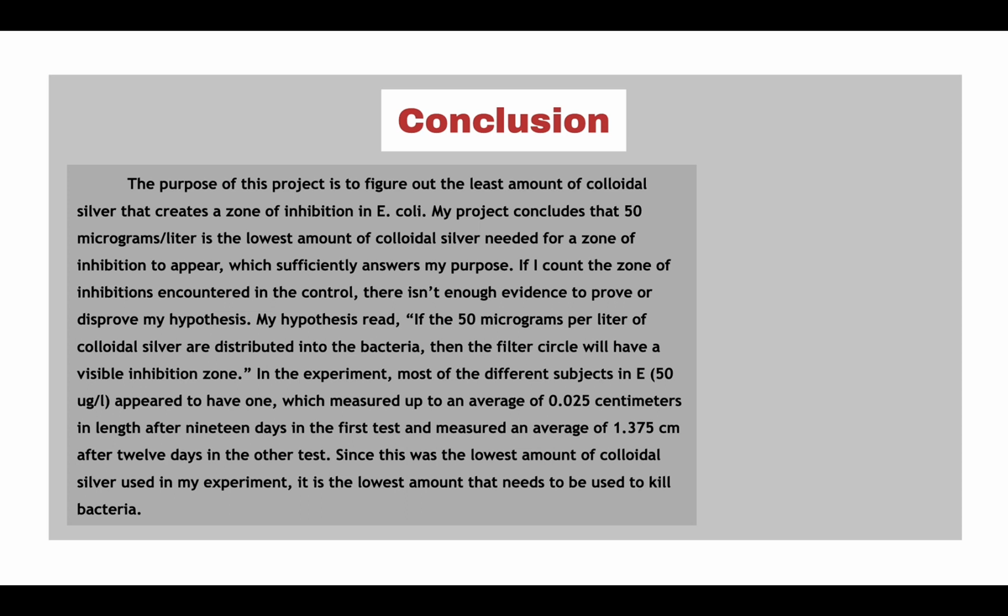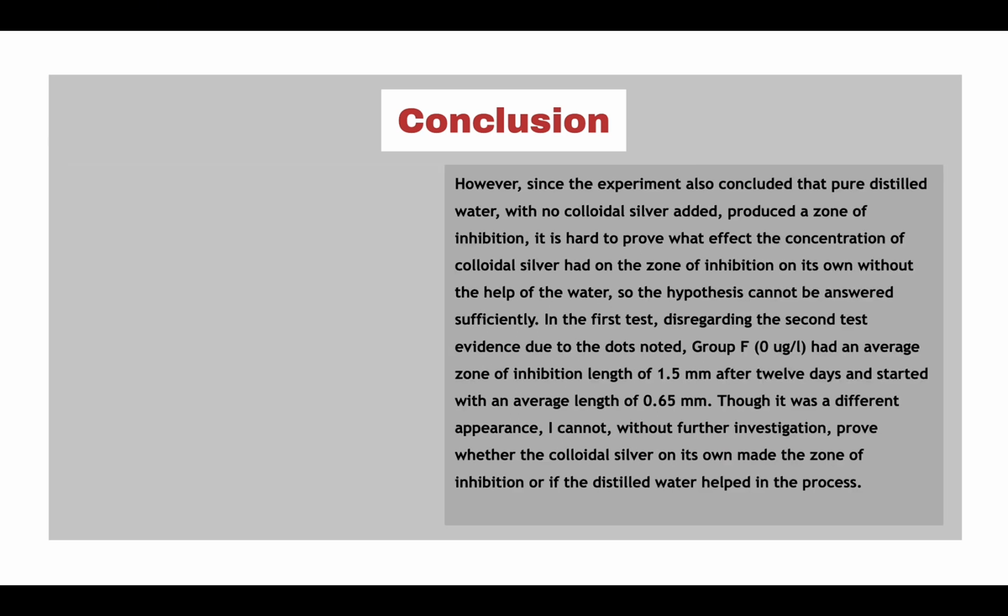In the experiment, most of the different subjects in Group E appeared to have one, which appeared to have an average of 0.025 centimeters in length after 19 days in the first test, and measured an average of 1.375 centimeters after 12 days in test 2. Since this was the lowest amount of colloidal silver used in my experiment, it is the lowest amount that needs to be used to kill bacteria. However, since the experiment also concluded that pure distilled water with no colloidal silver added produced a zone of inhibition, it is hard to prove what effect the concentration of colloidal silver had on the zone of inhibition on its own without the help of the water, so the hypothesis cannot be answered sufficiently.